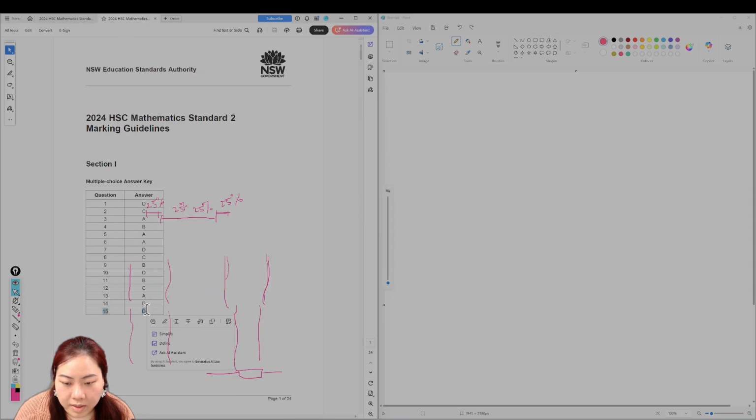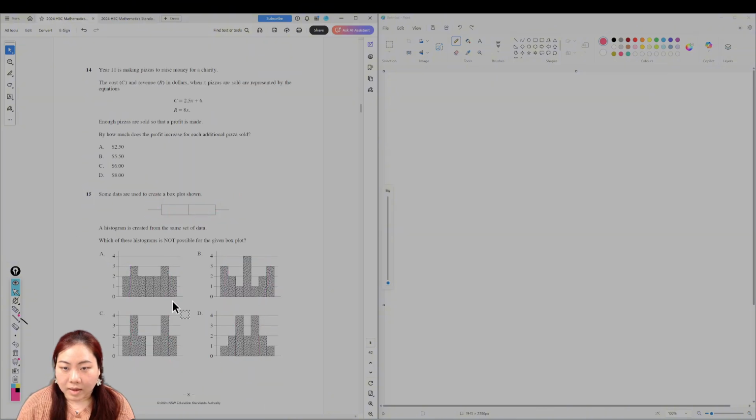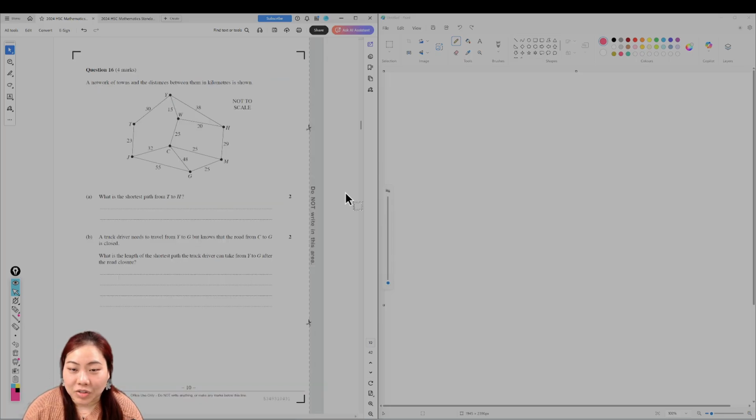There we go, 15D. And that concludes section 1. Let's move on to section 2. Question 16, 4 marks. A network of towns and distances between them in kilometers is shown. What is the shortest path from T to H?